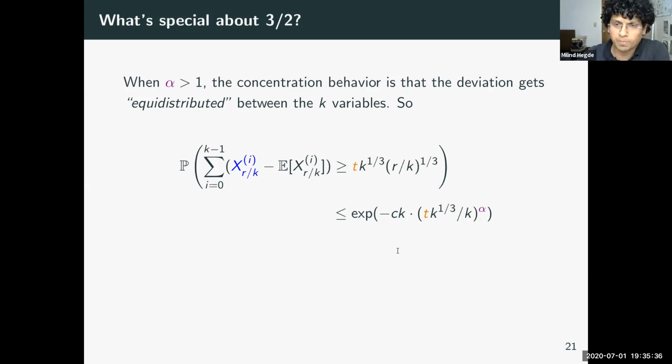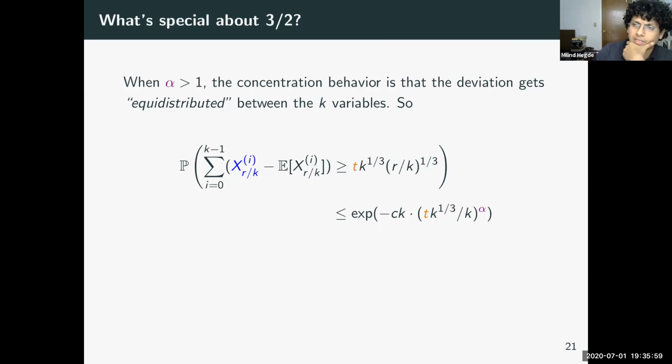So suppose alpha is bigger than 1, let's do the same calculation. Now this t k to the 1/3 is going to be divided among k variables. So each of them is going to have a t k to the 1/3 divided by k to the alpha. And because it has to happen for k of them, you got an extra factor of k over here. Okay, so this is in the case where alpha is bigger than 1.